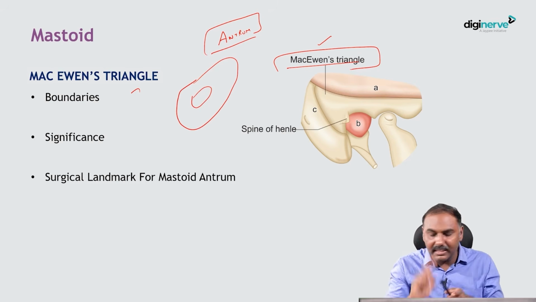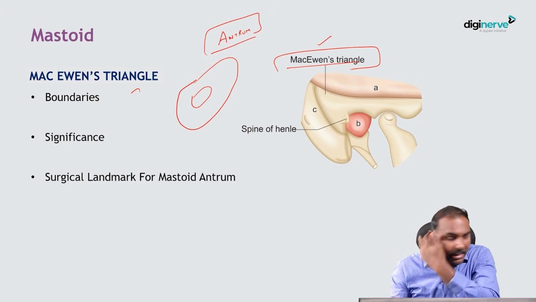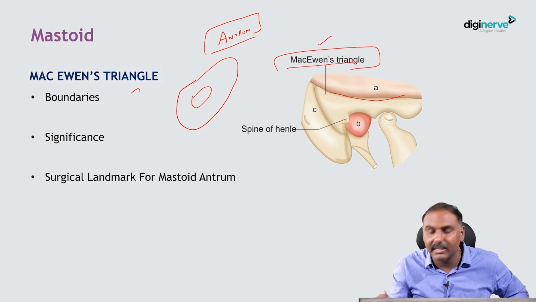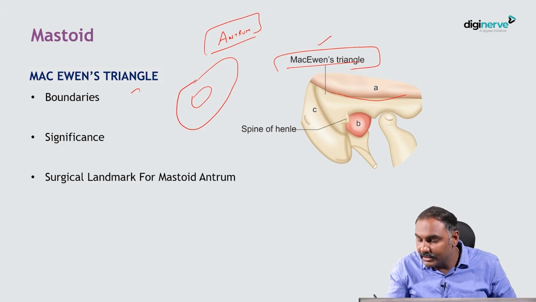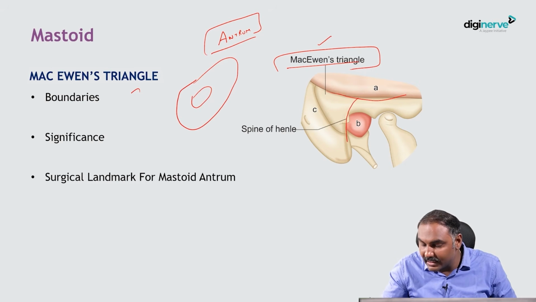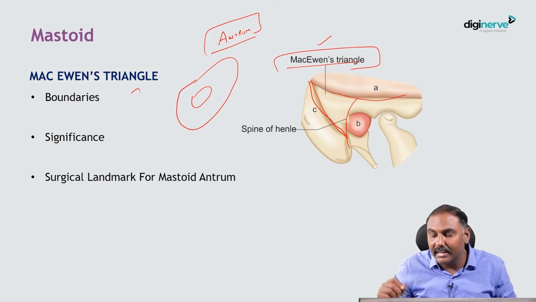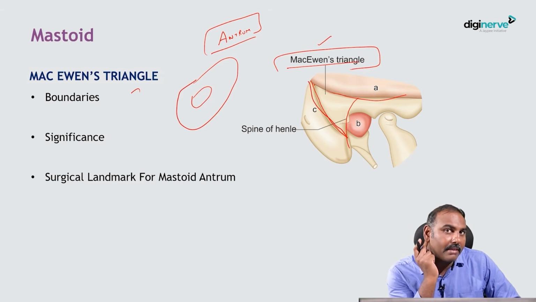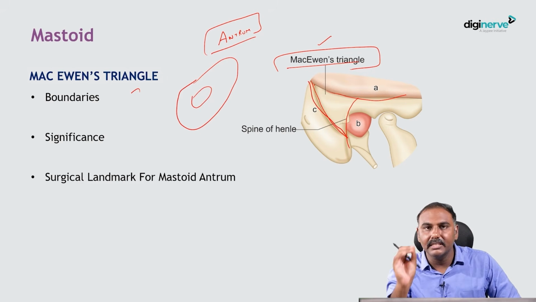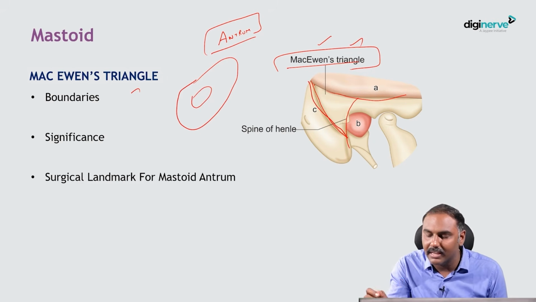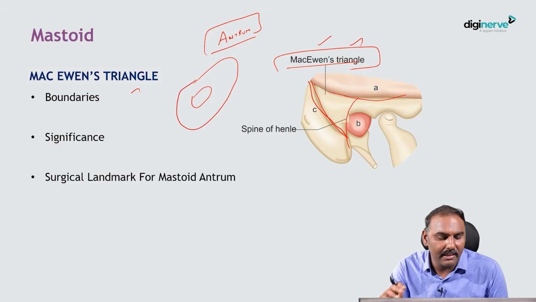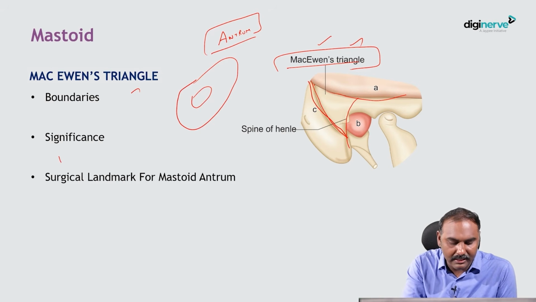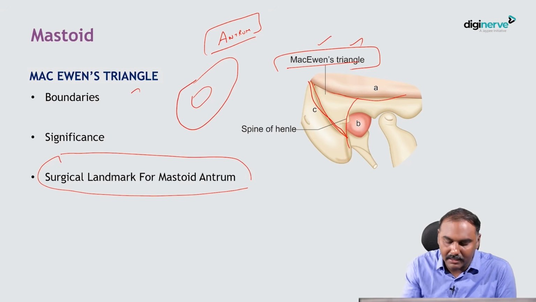Okay, so we have three lines. Line A is the area where the temporalis muscle gets attached. Line B is along the posterior part of the external auditory canal. Line C is a tangential line, meaning a perpendicular line connecting line A and line B. When I drill in this area, I am into the mastoid antrum. So just know the name: the triangle is called McEwan's triangle, a very important landmark, the surgical landmark for the mastoid antrum, a repeated MCQ.